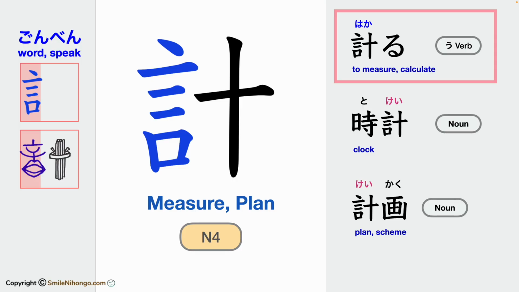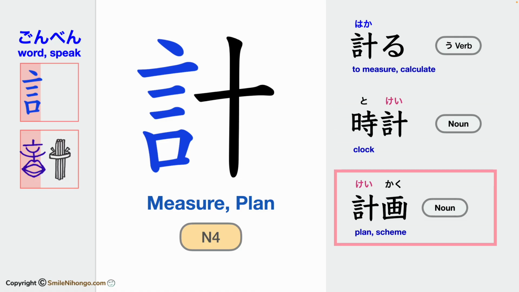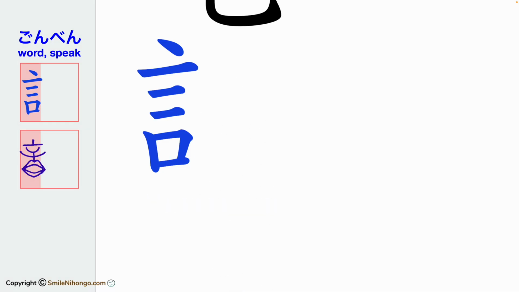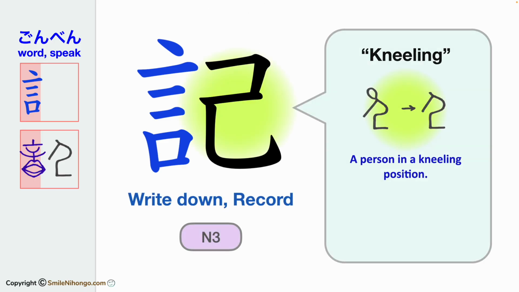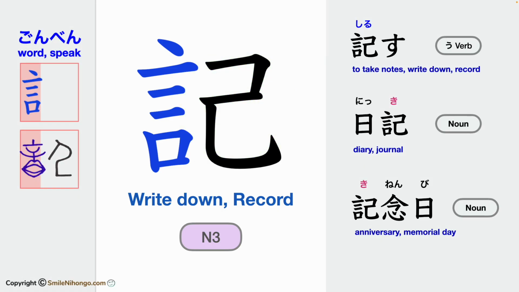測る、時計、計画。The next kanji means to write down or to record. The right part indicates a person in a kneeling position. You can remember this kanji by visualizing someone kneeling and taking notes to keep a record. And these are example words with this kanji.